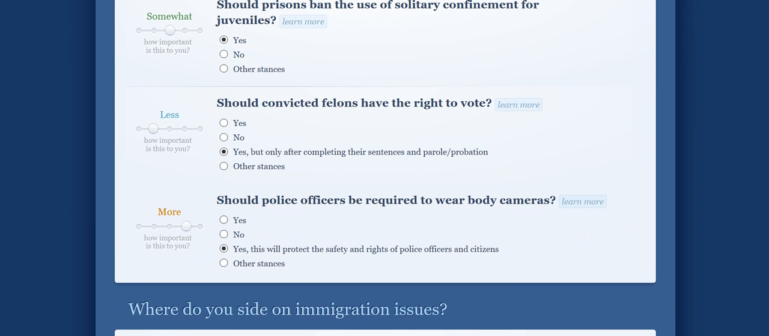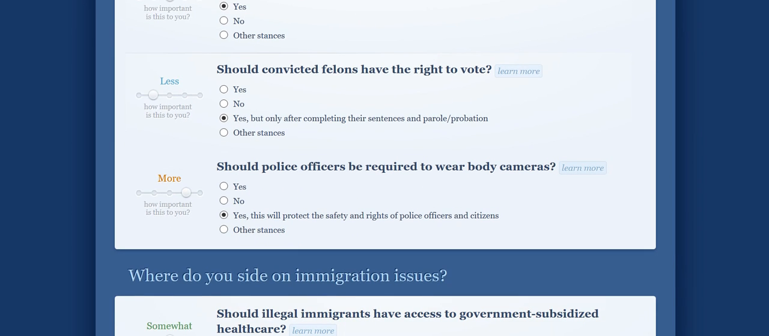Should convicted felons have the right to vote? So I put yes, but only after completing their sentences and parole/probation. I actually don't like the last part of that, the parole probation part. I would say yes after completing their sentences, full stop. But I went back and forth on that one. On the one hand, if it's called a right, well then it is a right, and you can never have it taken away from you.